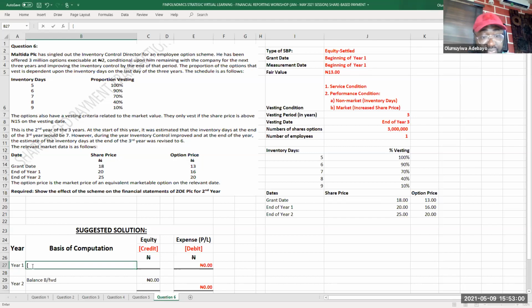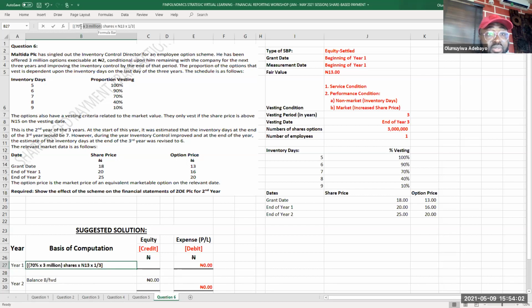End of year one, we have an estimate based on the fact that it's going to be 7 days. Inventory days will be 7 because this was the estimate made as at 1st of January year 2, which is also equivalent of our reporting date in year 1, 31st December year 1, which means in that case, 70% is expected to vest. I'll come here and say 70% of the 3 million. That will give me the number of shares, and I can multiply this by the fair value as at the grant date, which is 13. Thereafter, I multiply it by the first year out of the 3 years, and that should give me my answer.